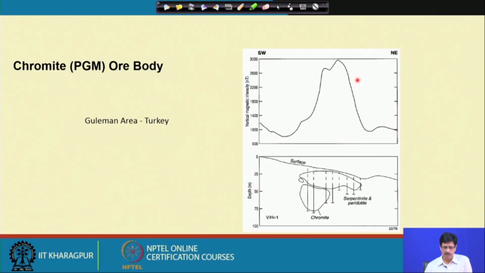Say, for example, there is a chromite body, and this is one example taken from one of the deposits. Here this chromite body is surrounded by a serpentinite peridotite on top, and it gives an anomaly which is not very sharp, but still we could sense the higher magnetic susceptibility of the chromite body compared to the serpentinized mafic rock.